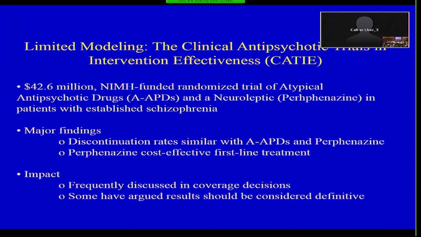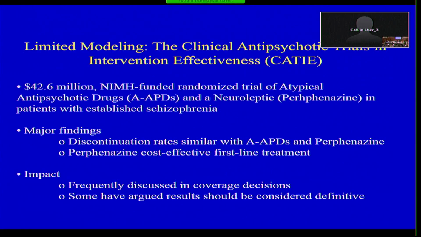Next slide. So this is the limited modeling approach. And the example here that I chose was a study we did of the CATIE trial, which compared atypical antipsychotics to perphenazine, a neuroleptic, for patients with established schizophrenia. And this was funded by NIMH. And the major findings of the study were that the discontinuation rates were similar with the atypicals and with perphenazine, but perphenazine was a lot cheaper, so it was the cost-effective first-line treatment.